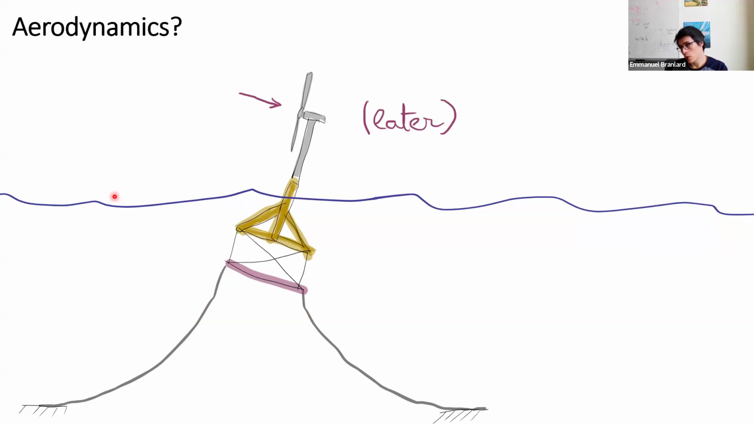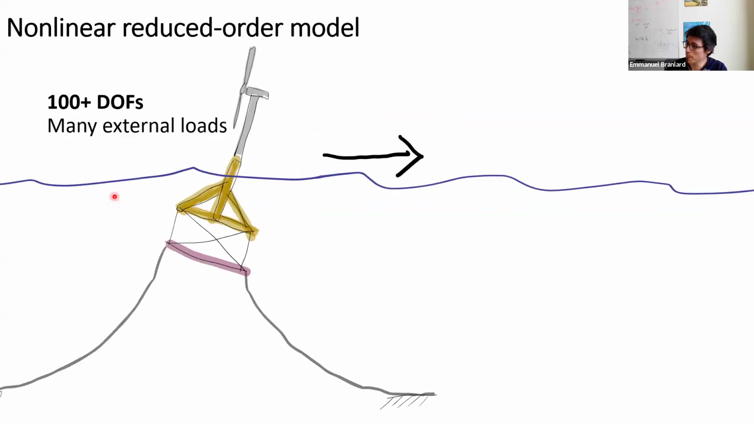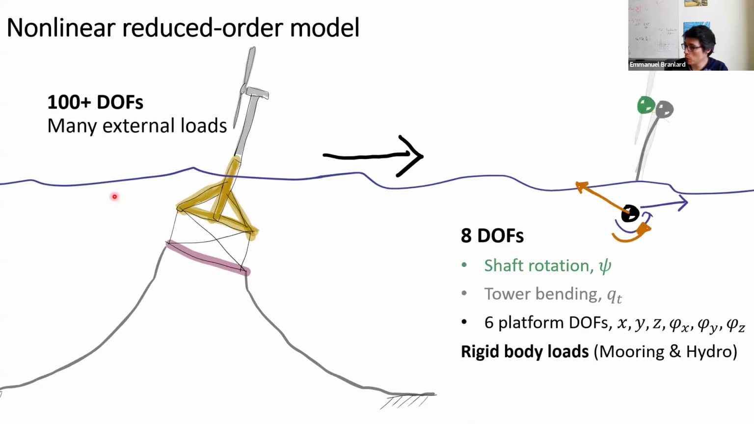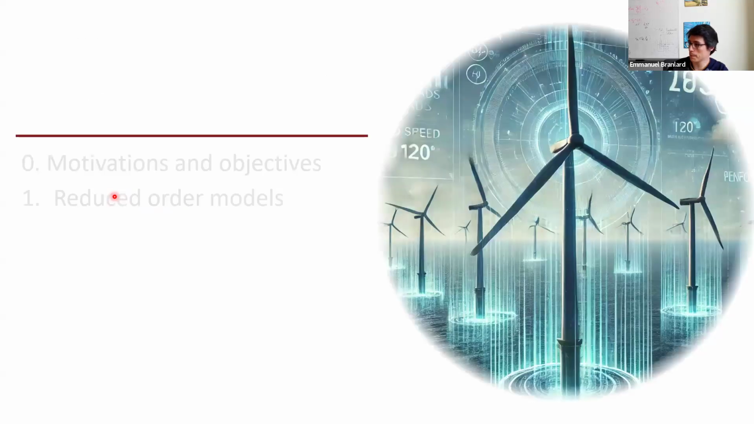For the aerodynamics, actually, we're not going to simplify it right away, because we figured that the aerodynamics will have a very strong impact on our system. So we choose to deal with it a bit later. But at the end of the day, we reduce this system to 8 degrees of freedom: shaft rotation, tower bending, 6 platform degrees of freedom, and some rigid body loads for the mooring and the hydrodynamics. And we did this in 2 ways. We can do this with OpenFAST, and we've also developed our own internal tools to do this kind of reduction ourselves. I won't go too much into those details.